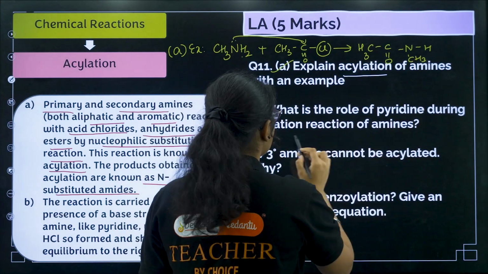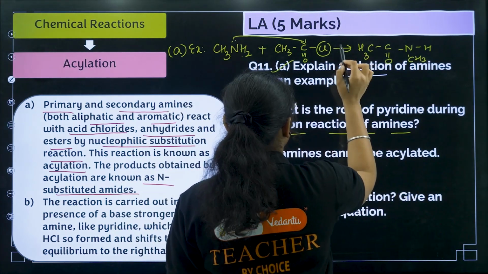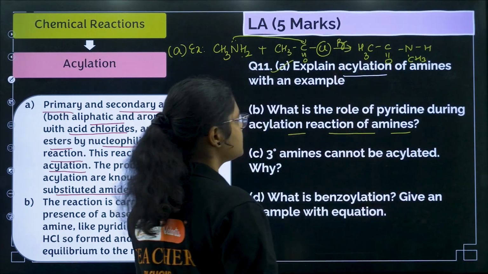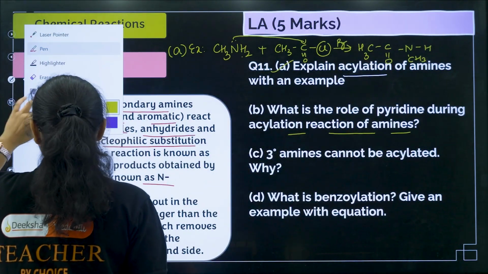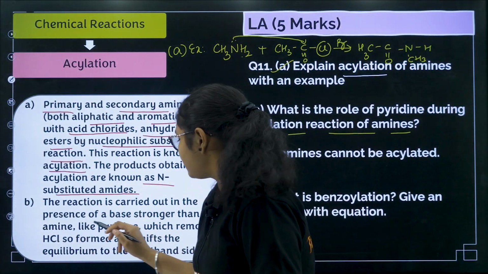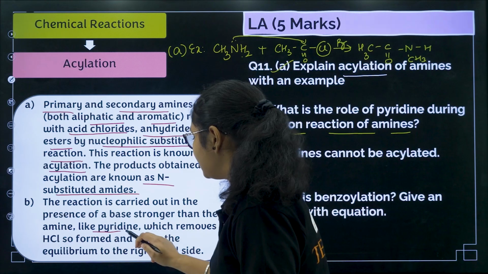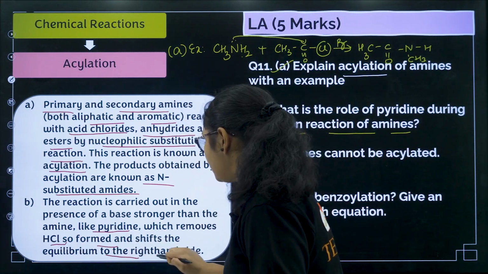Next, what is the role of pyridine during acylation reaction of amines? So here we have to take it in the presence of pyridine. So what does pyridine do? You can see here, the reaction is carried out in the presence of a base stronger than the amine like pyridine, which removes the HCl so formed and shifts the equilibrium to the right side.